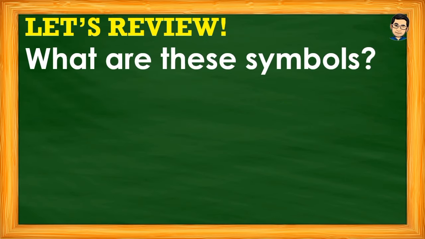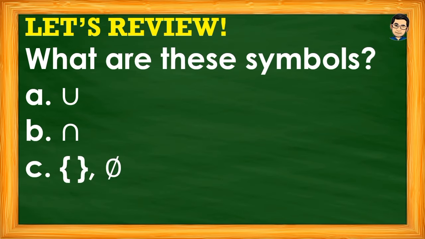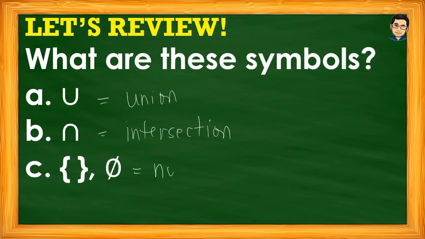So let us review. So what are these symbols? Okay, so ito yung mga symbols na I know familiar sa inyo. So the first symbol, A, and then B, and letter C. So, yung first symbol po natin, ang tawag po natin dyan is union. Ibig sabihin, pinagsasama natin yung dalawa or higit pang sets. And then, yung pangalawa naman, we have intersection. So, for intersection, kinukuha lang po natin yung mga common elements. And then, for letter C, if a set does not have any elements, wala siyang laman, so we call that an empty set or null set.